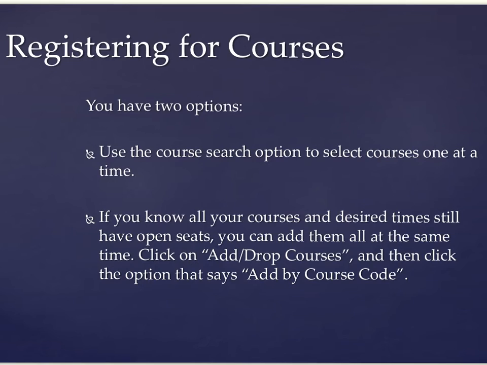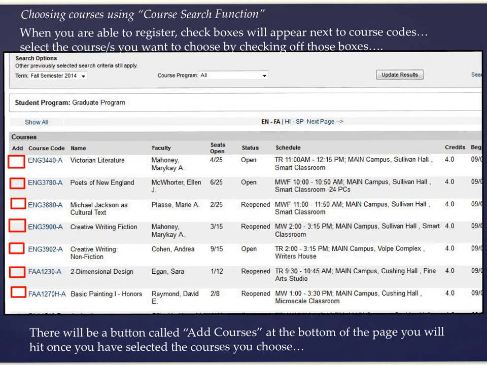When it is time for you to select courses on MyMack, you have two options. You can use the course search option to pick classes one at a time. If you know all of the classes you want have seats available, you can add them all at once by using the Add Drop Courses icon, and then select the option to add by course code. When you are able to register, checkboxes will appear next to the course codes on the left-hand side of the page. Select the course or courses you want by clicking on the checkboxes. There will be a button called Add Courses at the bottom of the page. You will click once you have made your selection. You will take these steps for each course.